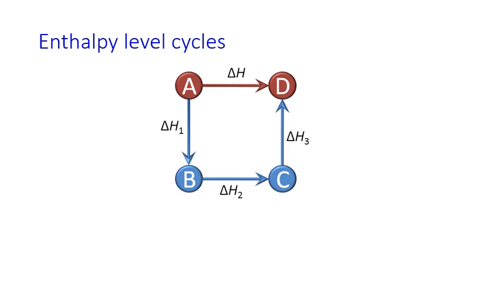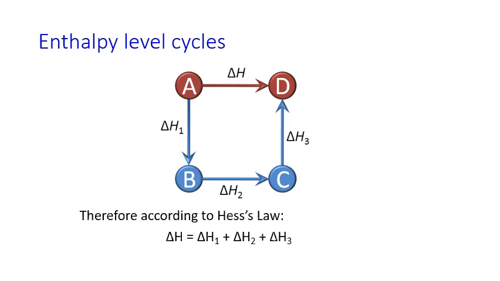So basically, you've got A going to D, which is the change in enthalpy. However, it goes through intermediate reactions. A first goes to B, which is enthalpy change 1, then B goes to C, which is enthalpy change 2, and then C goes to D, which is enthalpy change 3. So the enthalpy change, delta H, is the sum of all the partial enthalpy changes: delta H1 plus delta H2 plus delta H3.